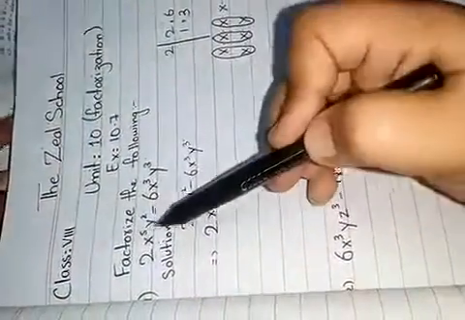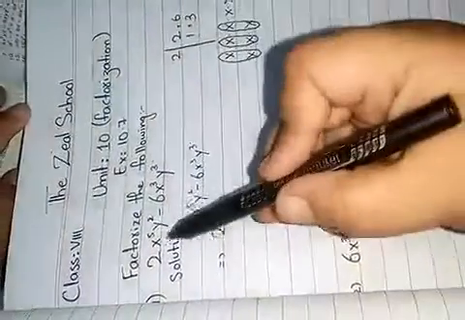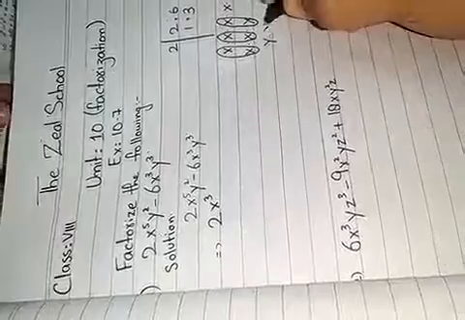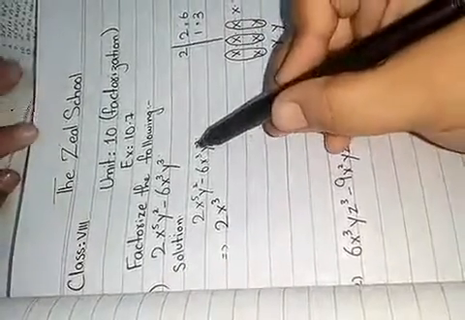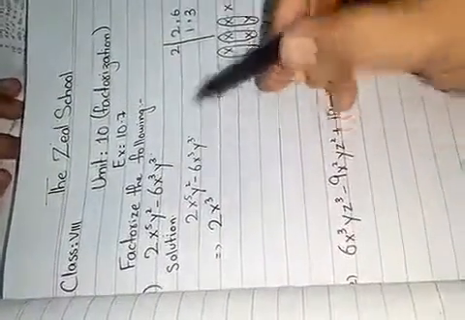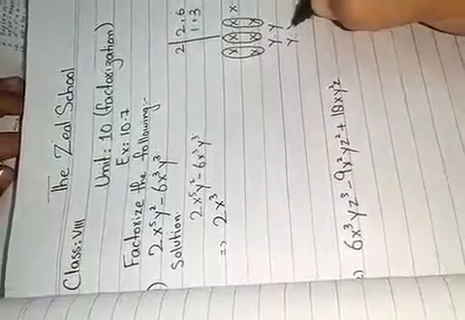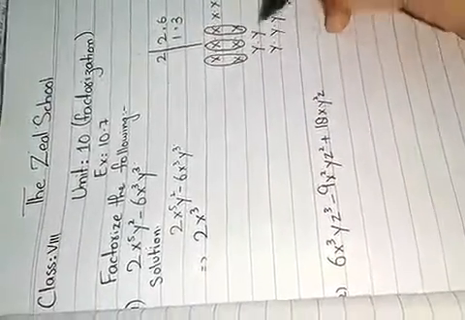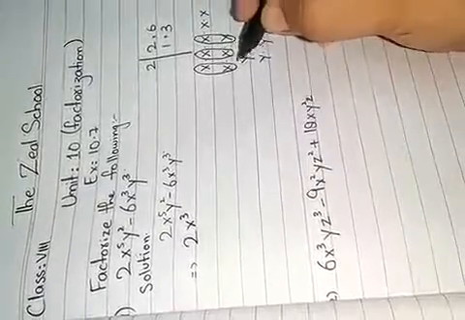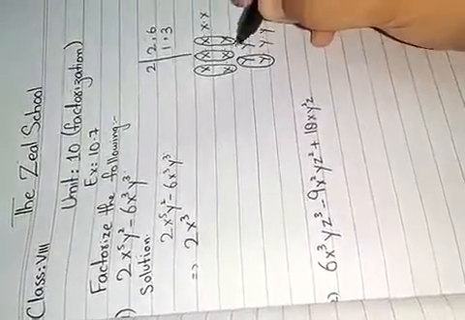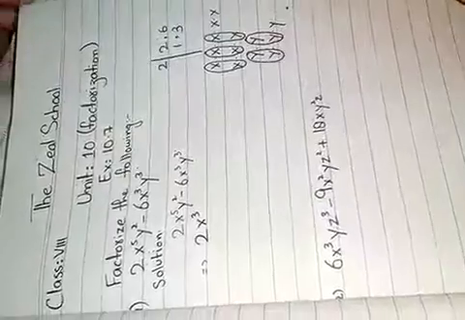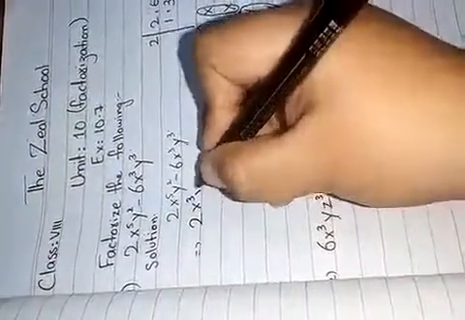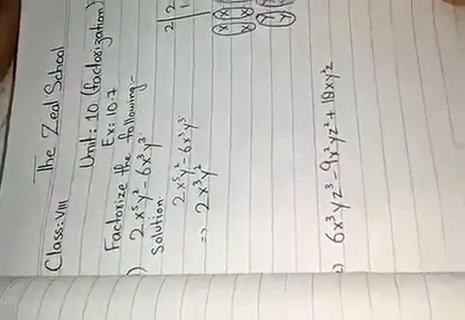Now the second variable is y. In the first term we have y^2, which means y into y, and in the second term we have y^3, which means y into y into y. How many y are common? One y is common and the second y is common, so we take y^2 as common.